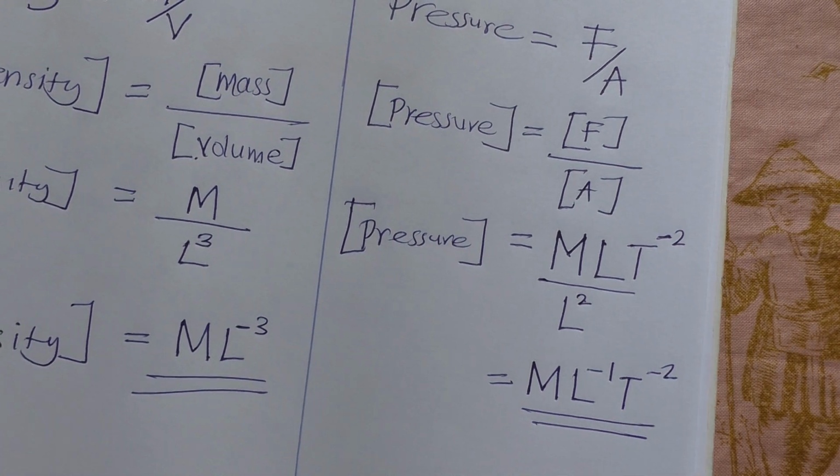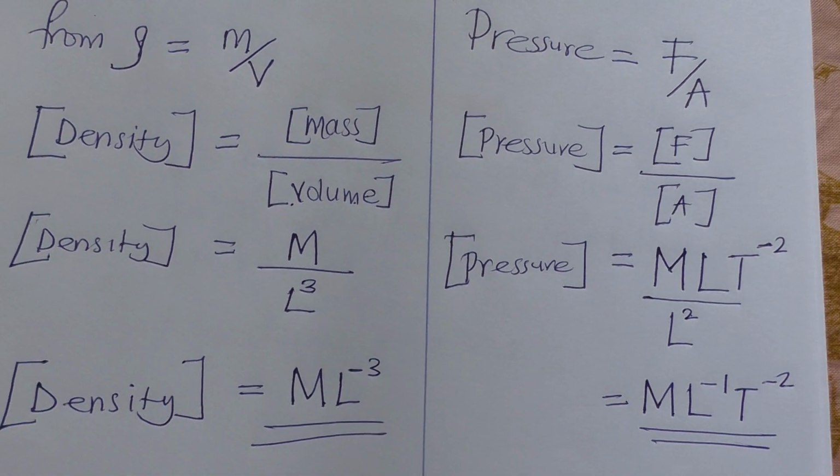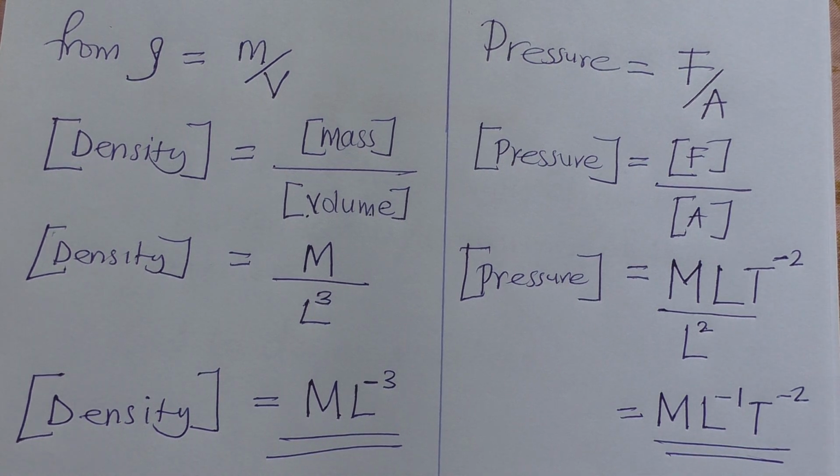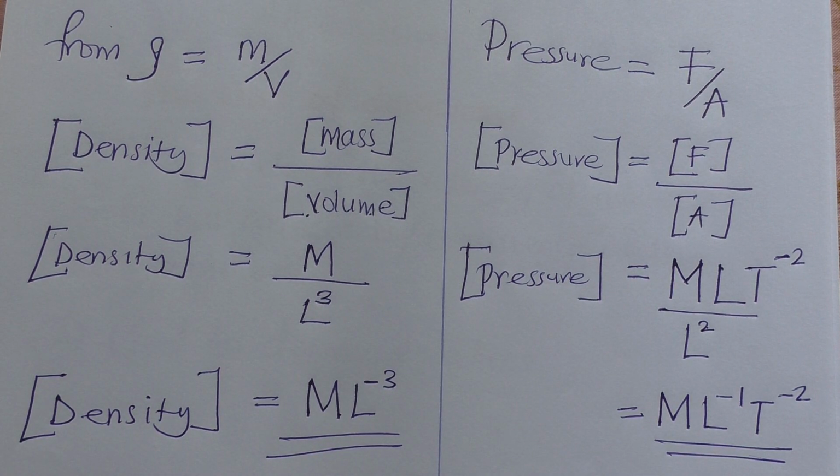So that is how we derive dimensions of a physical quantity. Otherwise, that has been our introduction to A-level physics, paper 1.